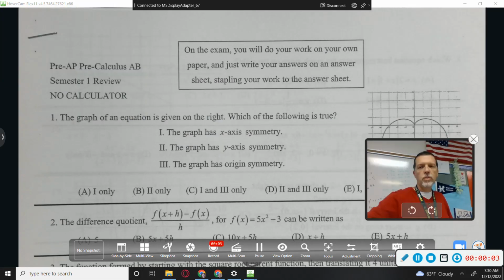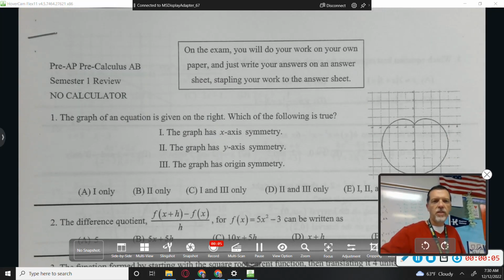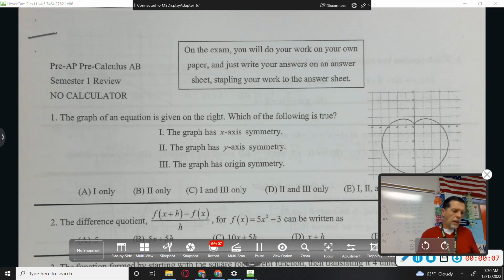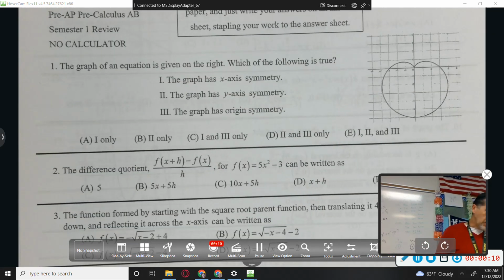Alright, so review. We're going to do 1 through 10 in this video. Number 1, the graph of an equation is given on the right. Which of the following is true?